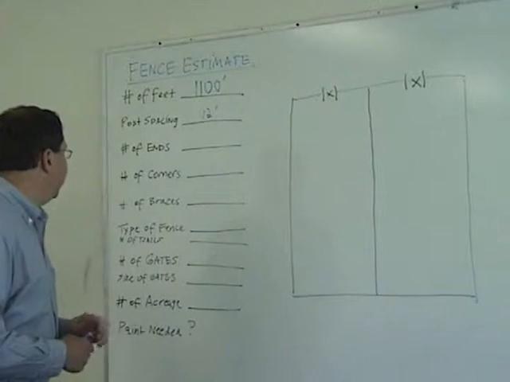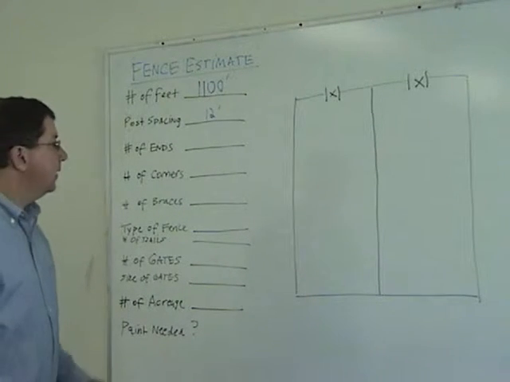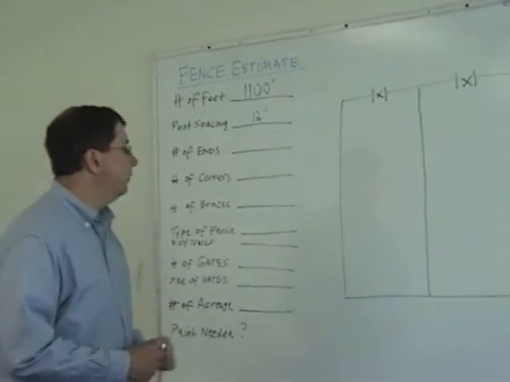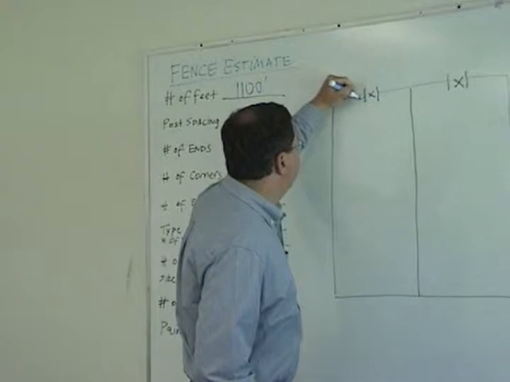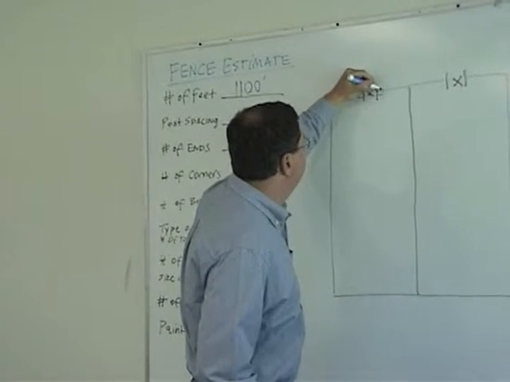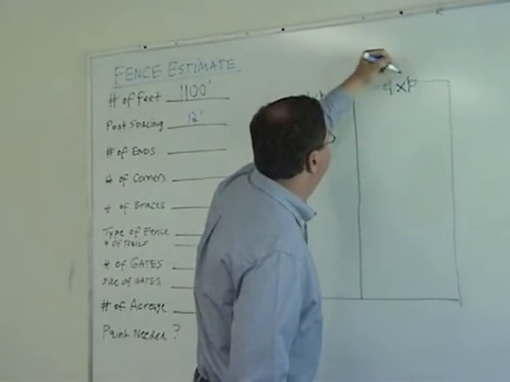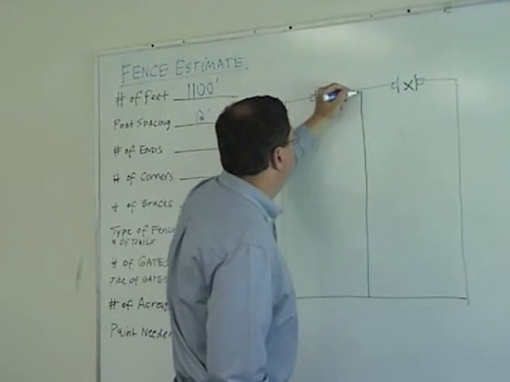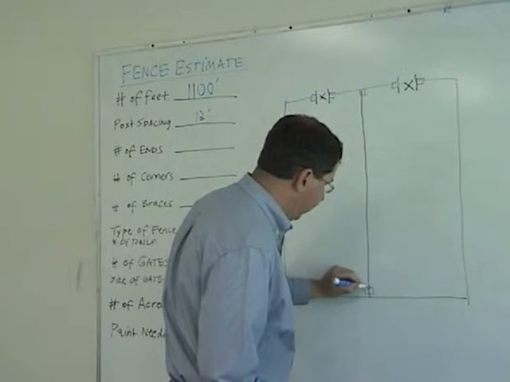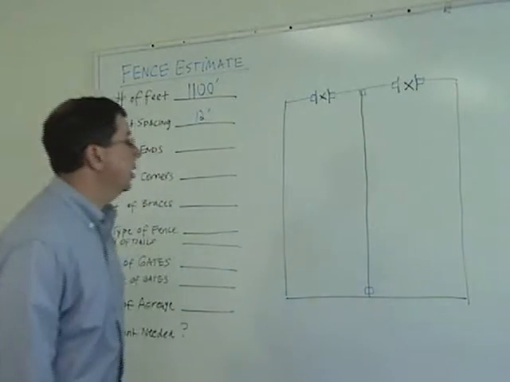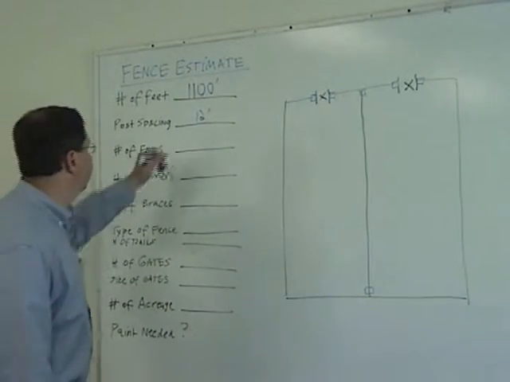The number of ends typically are where the fence starts or stops. In this example, we're going to have ends at each side of the gate, an end of each gate, and in this dividing run, this fence that divides the two areas. So we're going to have 1, 2, 3, 4, 5, 6 ends.